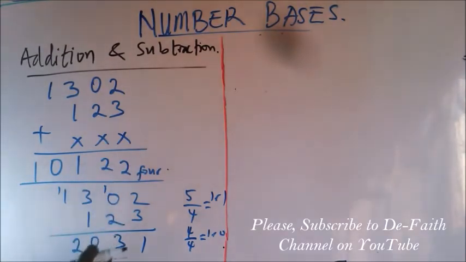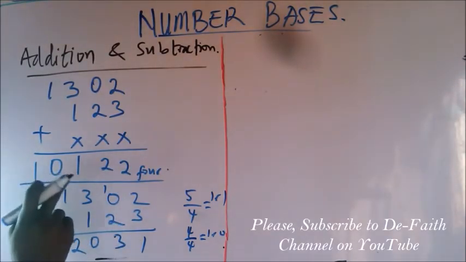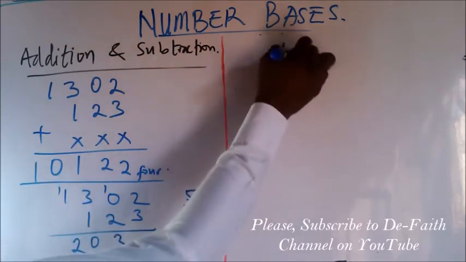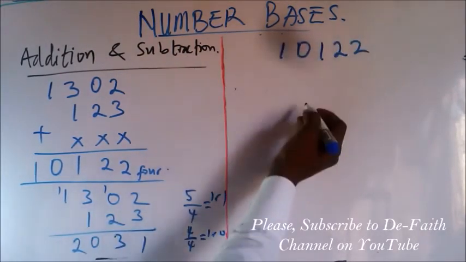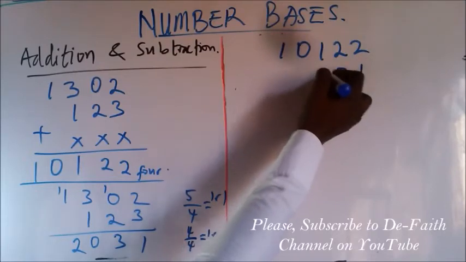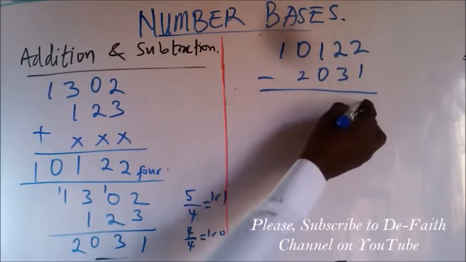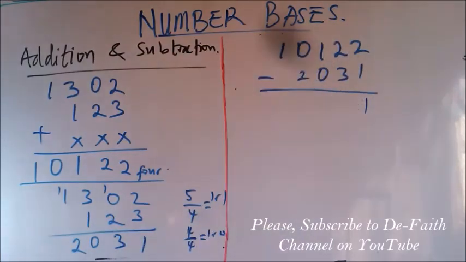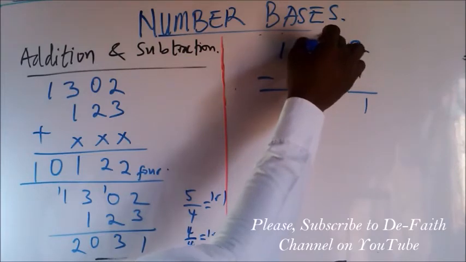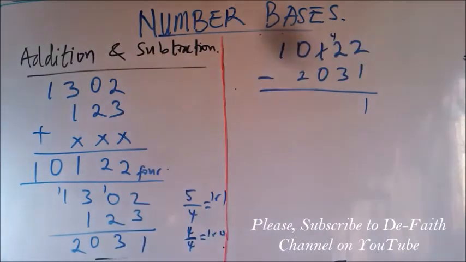Now we'll subtract this from 10122. So we have 10122 minus 1302. 2 minus 1, that gives us 1. 2 minus 3 is impossible, so we'll borrow 1 from here, and that one becomes 4. 4 plus 2, that gives us 6. Then 6 minus 3, that gives us 3.